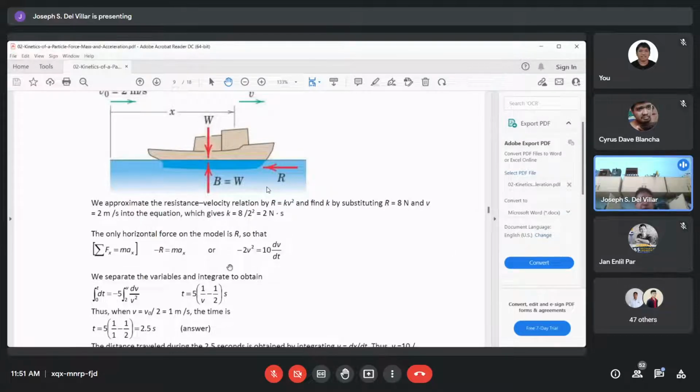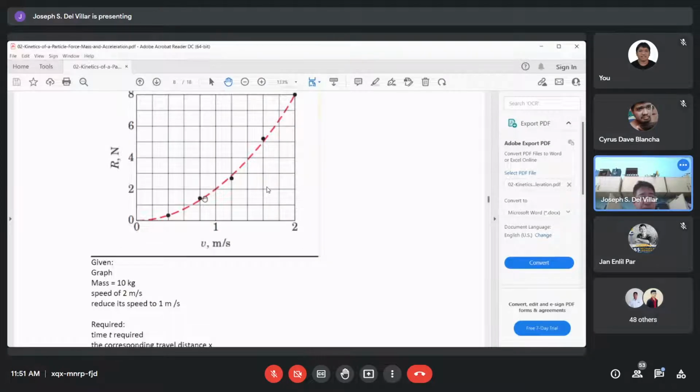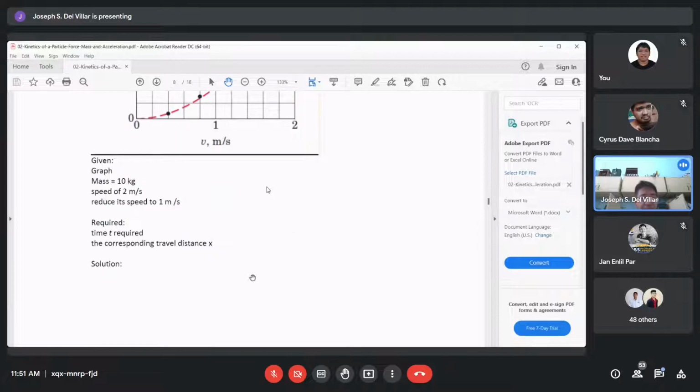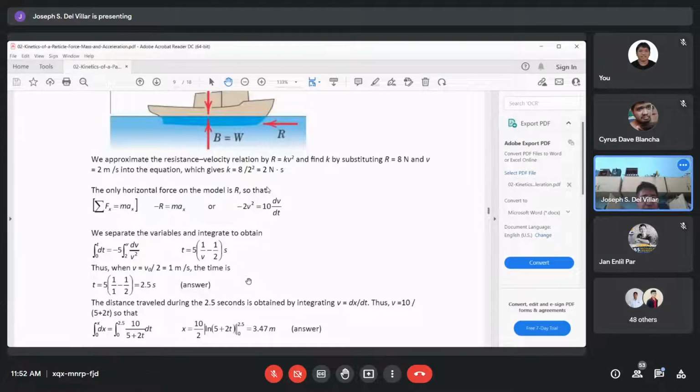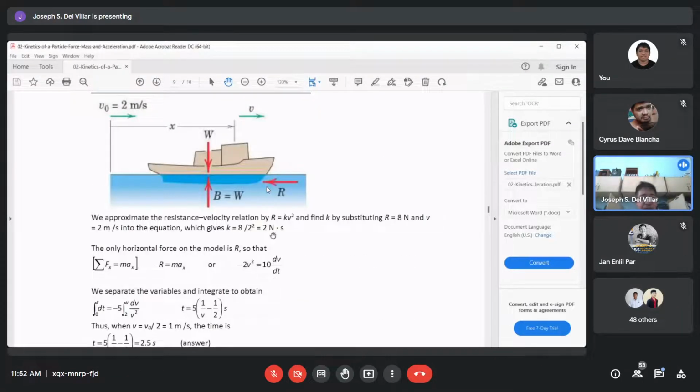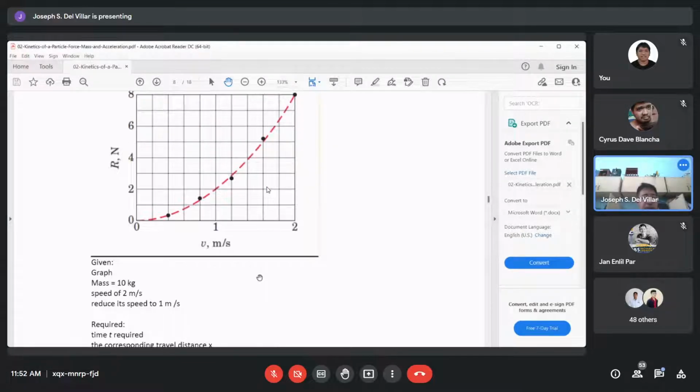The critical part here is the approximation of the resistance-velocity relation, no? This is actually taken from the graph; it was derived here. Because of these points, the constant K was derived, R over V squared. That is what was derived here, the constant K. So, find K by substituting R is equal to 8 and V is 2 meters per second. Okay, this is it.